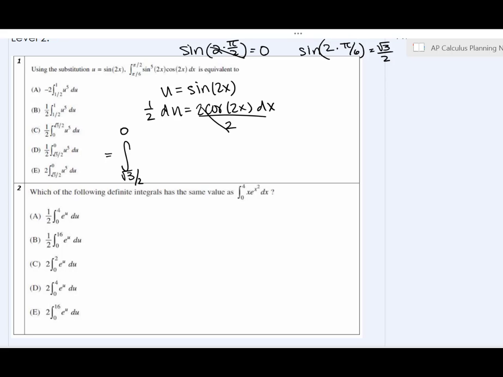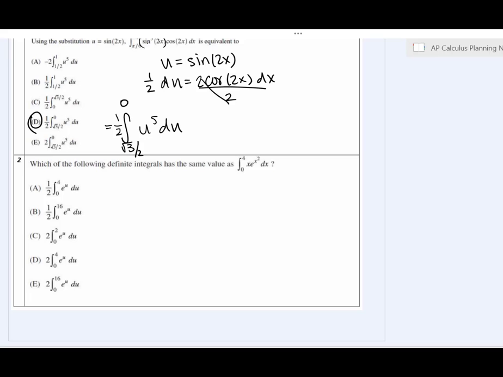Now we're all in terms of u. This is going to be a u to the 5th, because that's a sine of 2x. Technically, you can move that outside. So we're going to say u to the 5th, and then we have 1/2 du. Remember that 1/2 can come on the outside because it's a constant, and we're going to leave that du. So D is going to best match our answer. If you were solving this fully, you could just substitute that 0 and then that square root 3 over 2 really quickly.